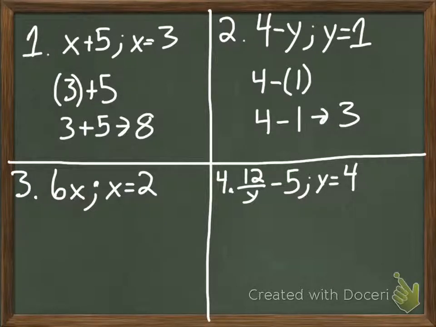Now we have 6x. That means 6 times x. If you see a number and a variable beside each other, it means multiply. You don't actually have to put the multiplication sign there. So we put 6 parentheses 2. And again, here the parentheses are very important, because let's say we don't put the parentheses and we just put 6 2. Well, that's 62 now. That's not 6 times 2. So we always want to put our variable in parentheses. So 6 times 2, that's 12.